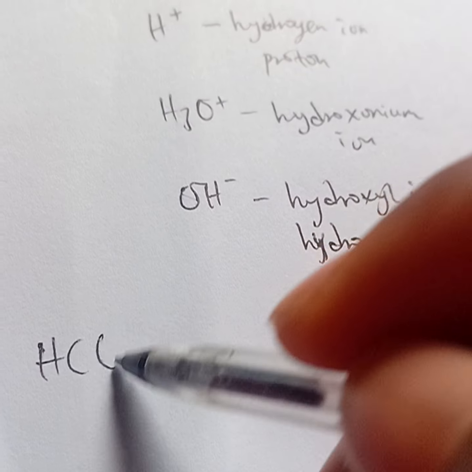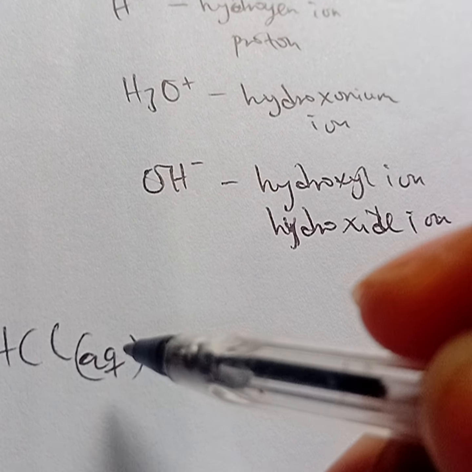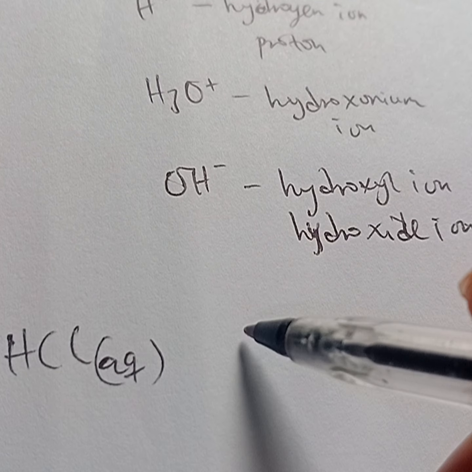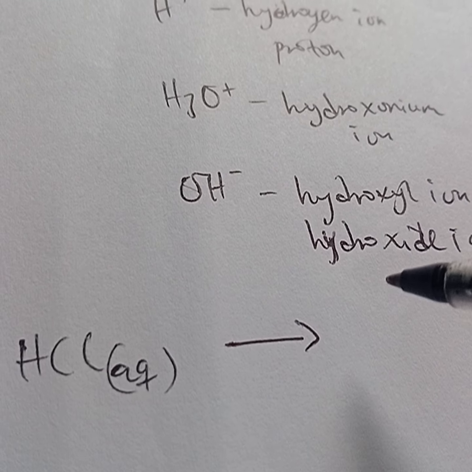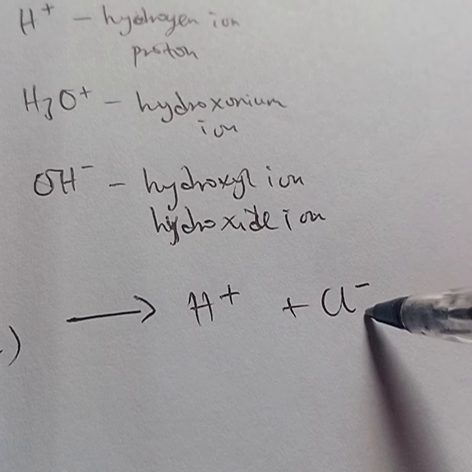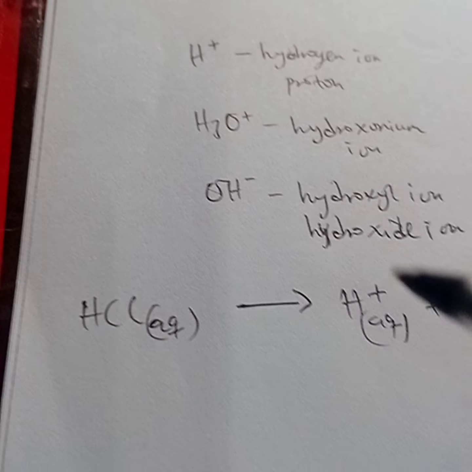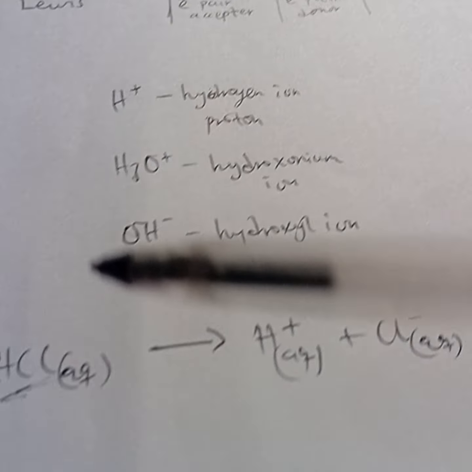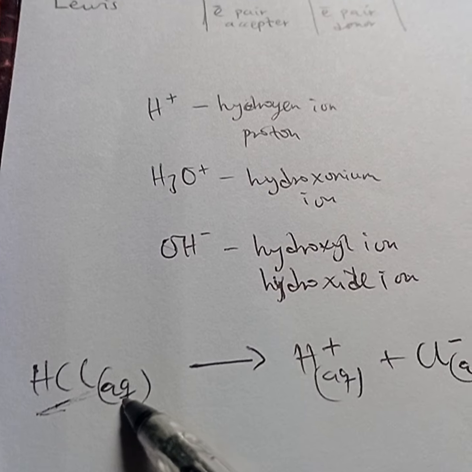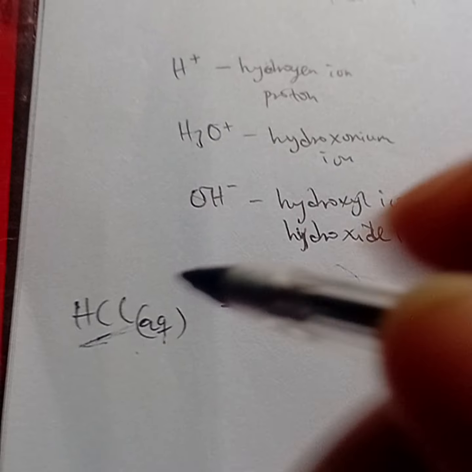So let's say we have HCl aqueous, meaning it's in water. So it's going to ionize to give us H plus and Cl minus. This means that HCl is an acid. According to Arrhenius, if you put a compound in water, or in an aqueous solution, and it produces H plus ions, then it is an acid.